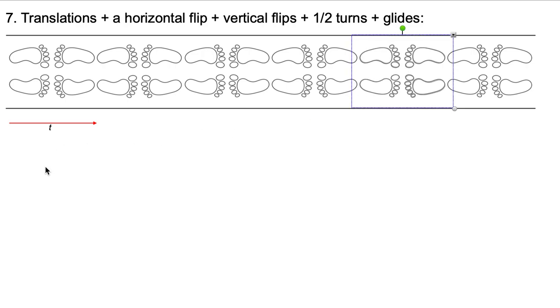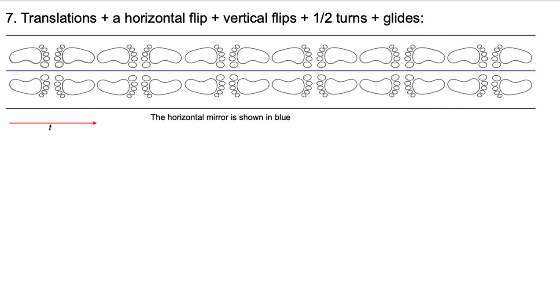Now, if I look at this pattern, it doesn't take a whole lot to recognize that there's a horizontal line of symmetry, because if I reflect those top feet, I will get the bottom feet. So here's my line of my horizontal mirror. The top feet all reflect into the bottom feet. One thing I want to remind you of is that in the last video, we noticed that whenever there was a horizontal mirror, there always was a glide hiding inside, because a horizontal flip followed by a translation is a glide. And so I want to look at the glides in this one.